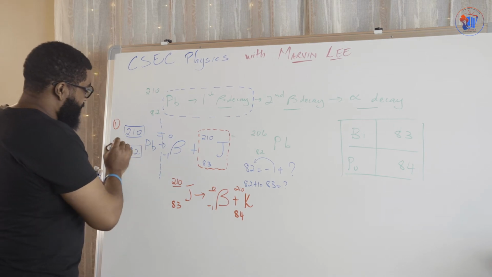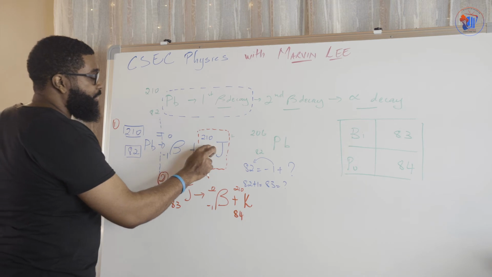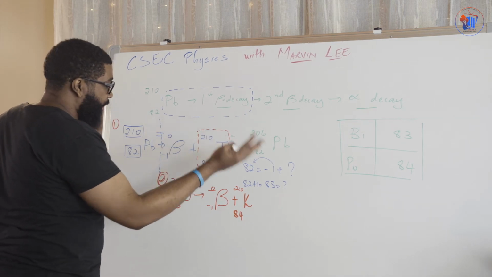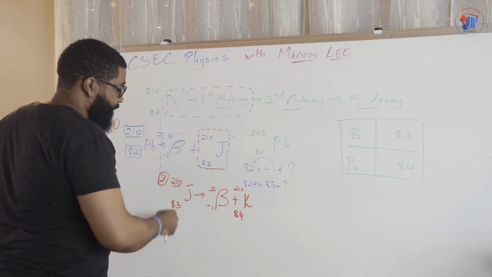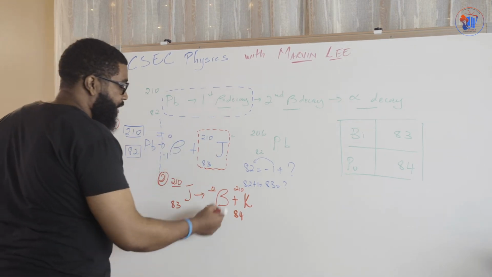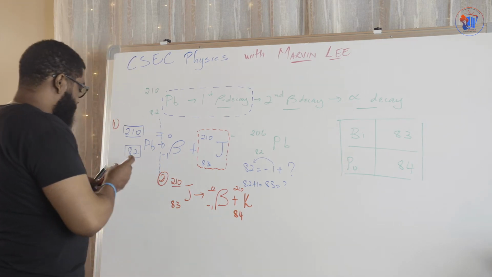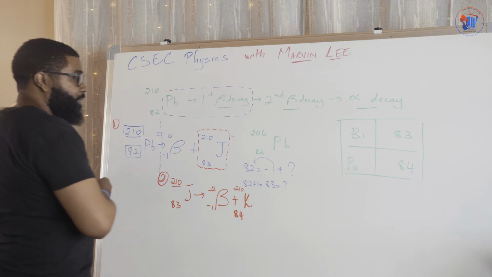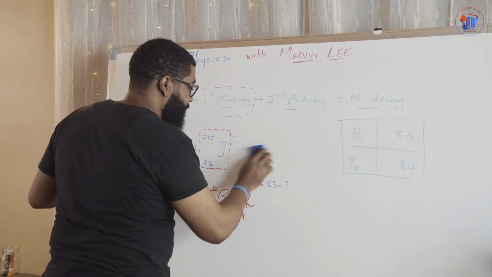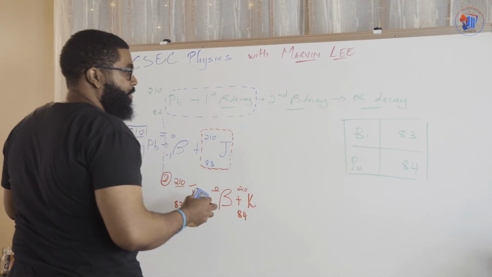This is our first equation here. This is our second equation. The end product of our first equation is 210 83, and I call it J. This 210 83 that I named J breaks down via beta decay to give us 210 84 K. This is our second equation. And now I need to take something off the board, because I don't want to run into much difficulty.